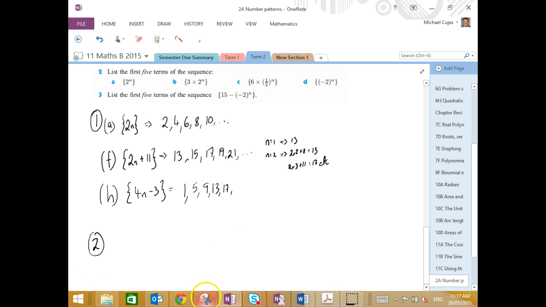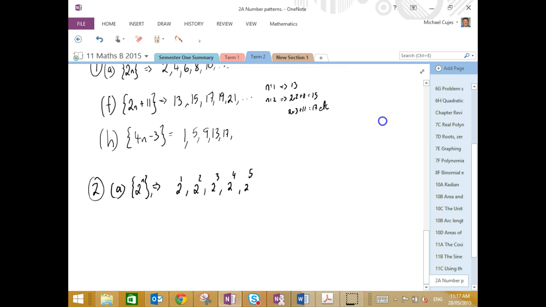Oh, A is really easy. 2 to the power of n. So the sequence I'm going to get is 2 to the power of 1, 2 to the power of 2, 2 to the power of 3, 2 to the power of 4, 2 to the power of 5, isn't it? So it's really just 2, 4, 8, 16, 32.